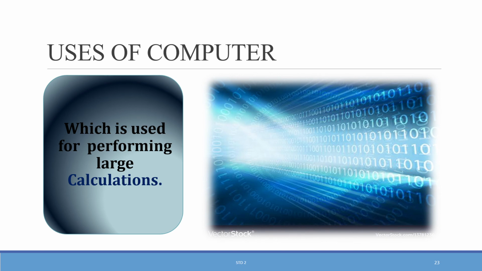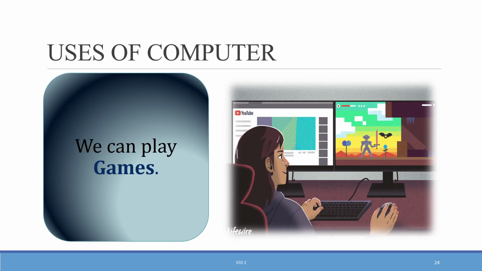Now the third one is to perform large calculations. What? A computer is used to do sums. So a computer is also used to do sums. And another use is to play games. A computer is also used to play a game. See in this picture, the women are playing the game, right? So these are the uses of computer: to write, to draw, to do sums, to play games.